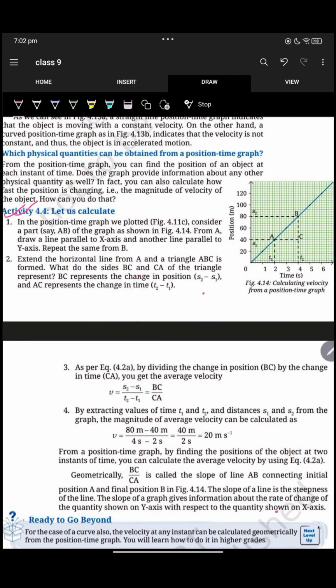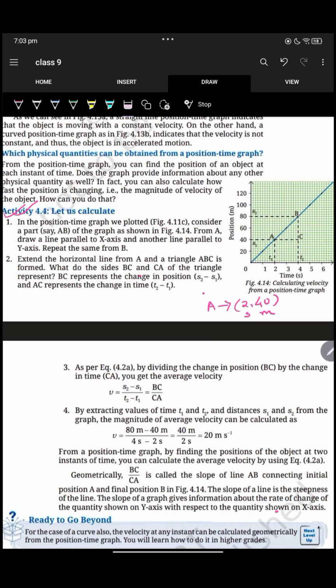Consider part AB of the graph shown in this figure. From A, draw a line parallel to the x-axis. So you are drawing a line from A. What is this point A? That you need to know. A was depicted by 2, 40. And what was this 2? Seconds, and 40 meter. So that was the point A.